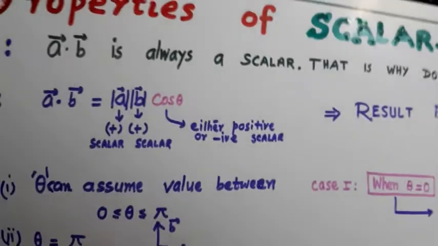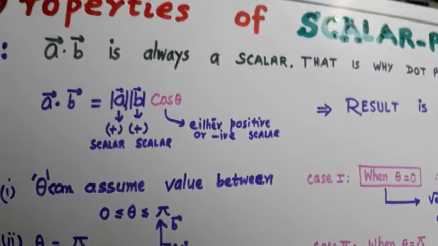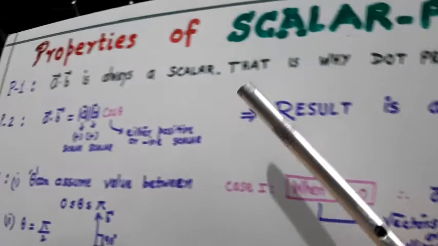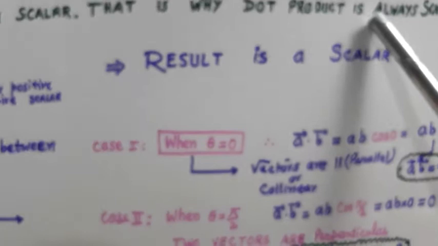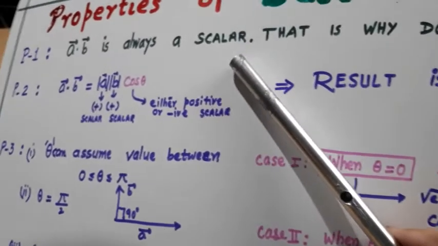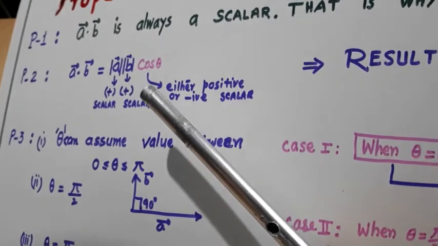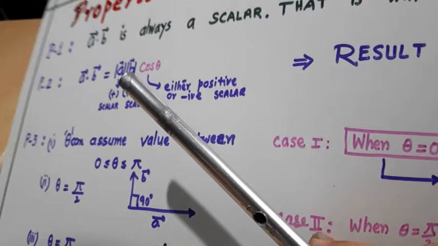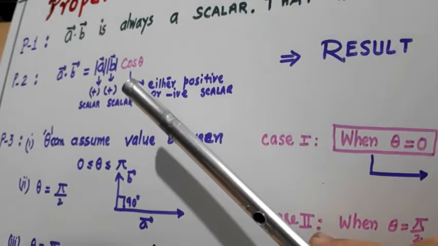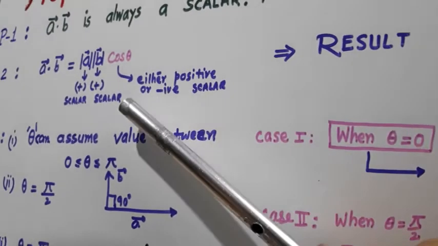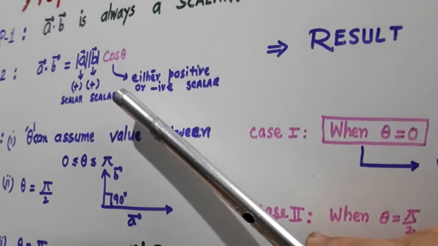Now, look here, the properties of the scalar product. A dot B is always a scalar. That is why dot product is always scalar product. इसका आंसर नंबर आएगा, रियल नंबर होगा, स्केलर होगा. A dot B is equal to magnitude of A into magnitude of B cos theta. Cos theta can be either positive or negative, but magnitude is always positive.